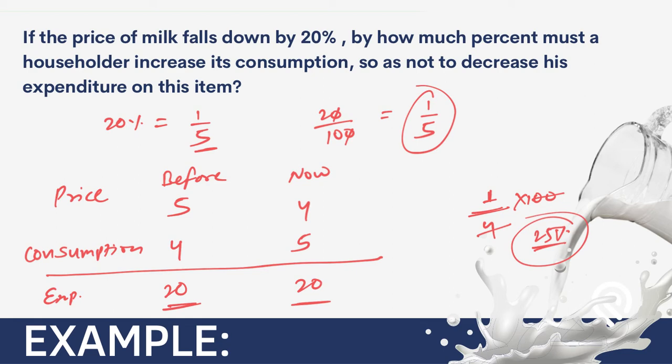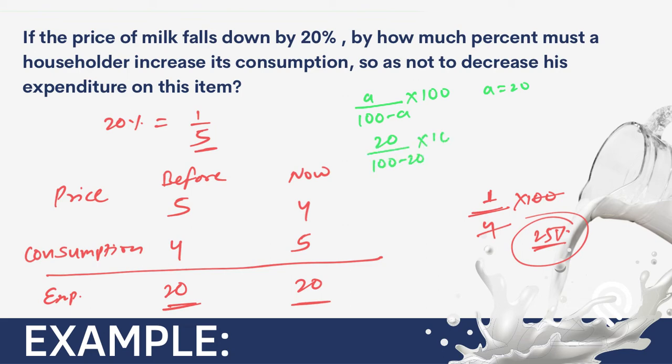Or by the formula, you can calculate this very easily. The formula was A divided by 100 minus A into 100. The value of A is 20. So 20 divided by 100 minus 20 into 100, or 20 divided by 80 into 100. When I cut 0 to 0, and cut 8 by 2, I will get 4. So this is equal to 100 by 4, or 25%. This is my answer.